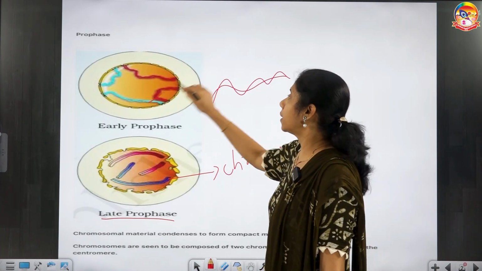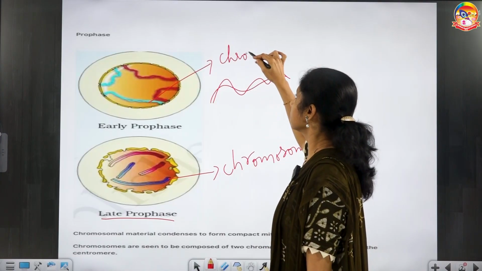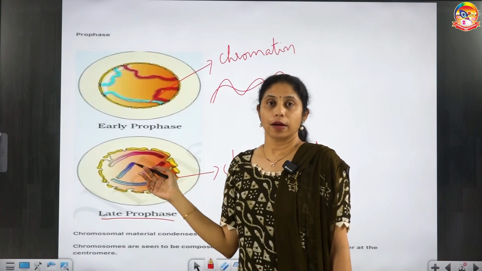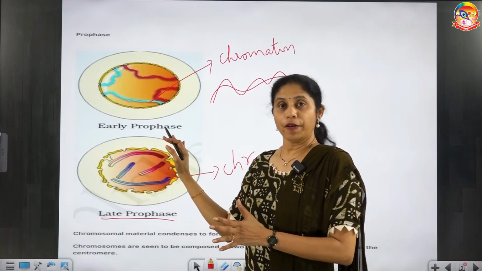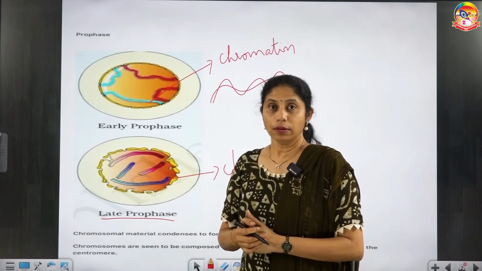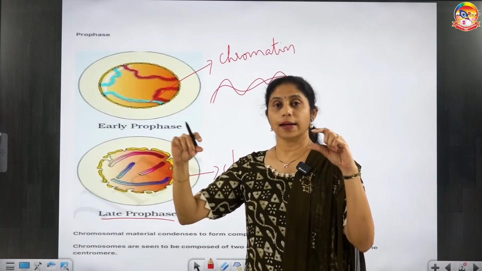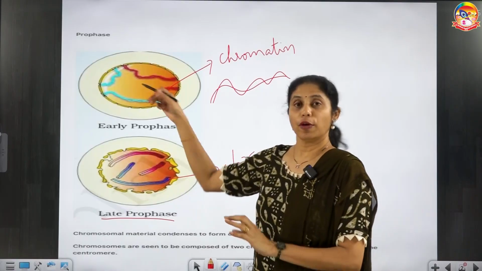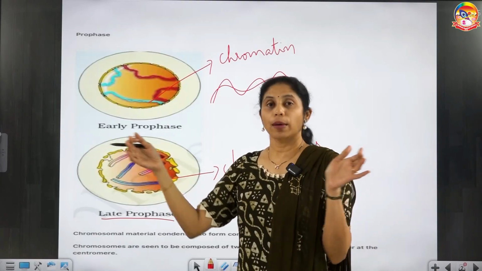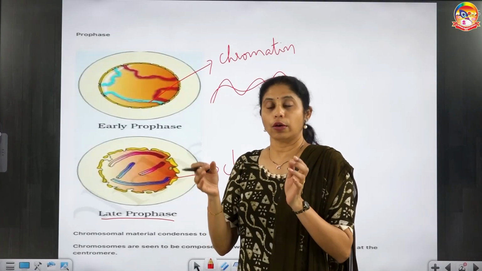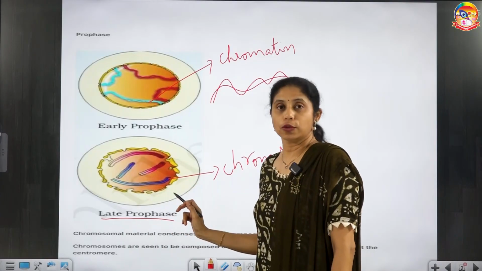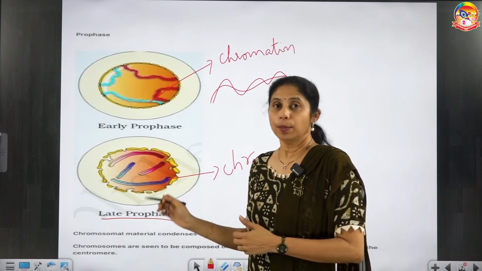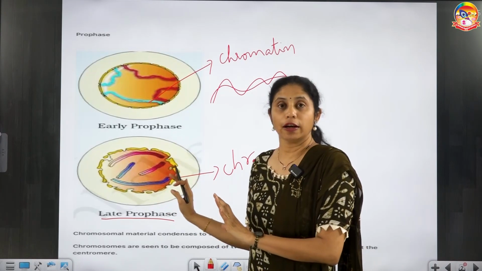This is called chromatin or chromosomal material. So in the early prophase, the chromatin material will be there like elongated threads and intertwined threads. And in the late prophase, this elongated chromatin would have become compact, short, rod-shaped structures called chromosomes. So these are the changes that first happen in the prophase. By the picture, you can identify that.